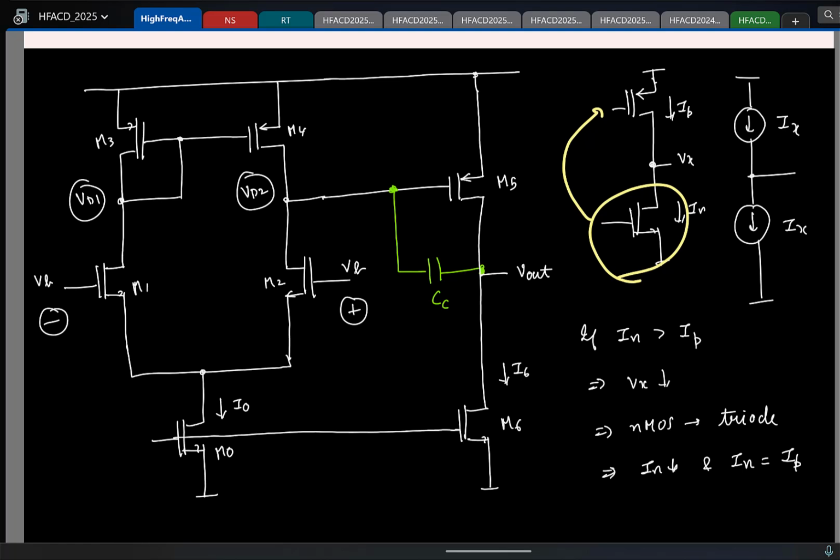Then why do we consider capacitance while calculating DC gain? At DC, what can you say about the capacitors?